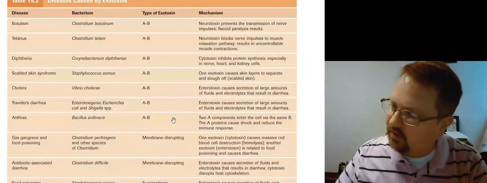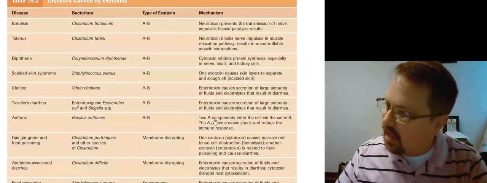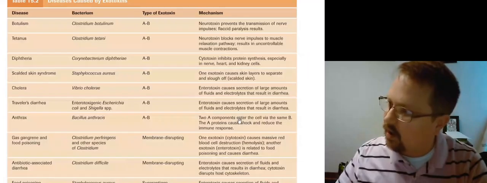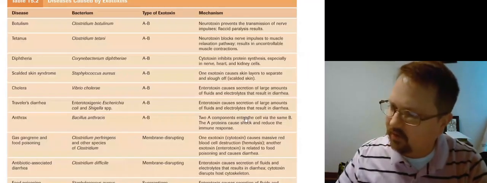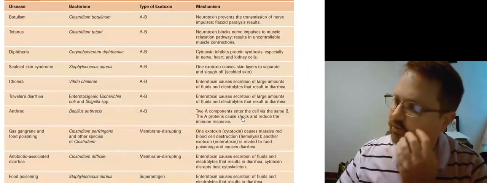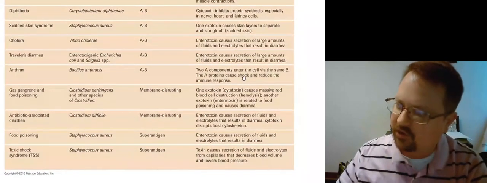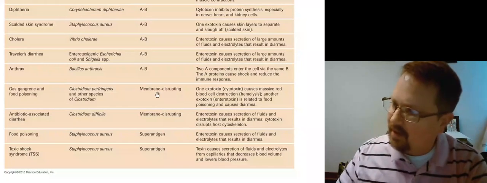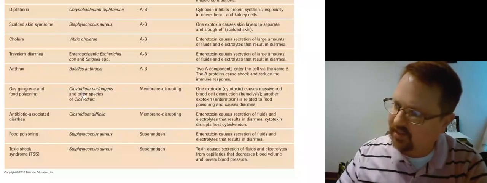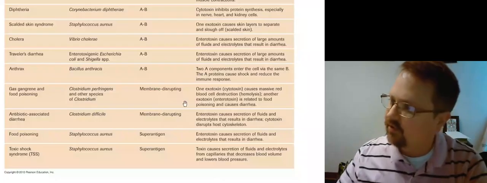Anthrax, Bacillus anthracis, AB toxin. The two A components enter the cell via the same B, and the A proteins cause shock and reduce immune response. So some can cause really bad immunosuppression. We have membrane-disrupting toxins in gas gangrene and food poisoning. So Clostridium perfringens and other species of Clostridium cause gas gangrene and food poisoning.